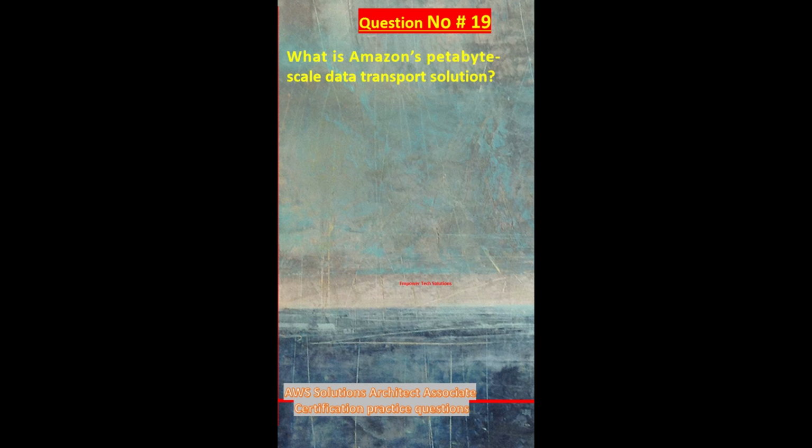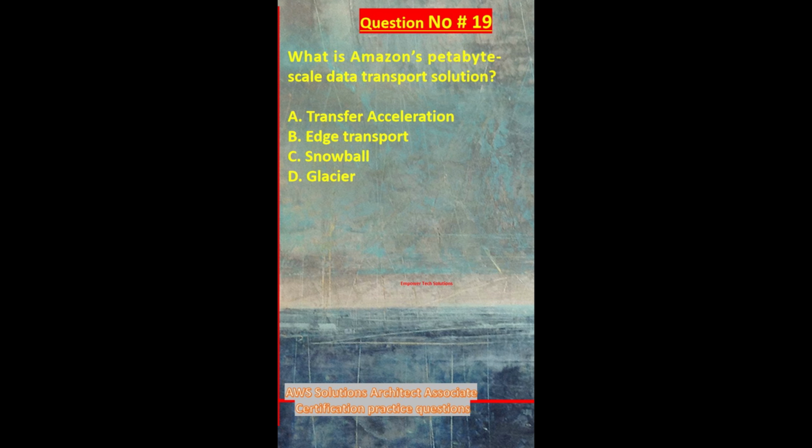What is Amazon's petabyte-scale data transport solution? A. Transfer Acceleration. B. Edge transport. C. Snowball. D. Glacier.